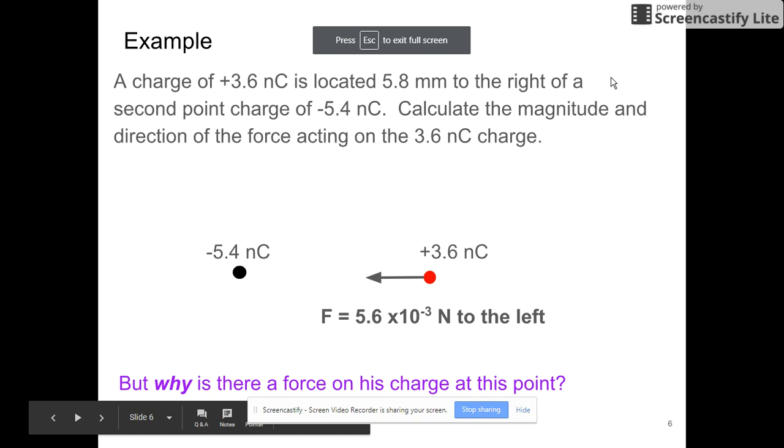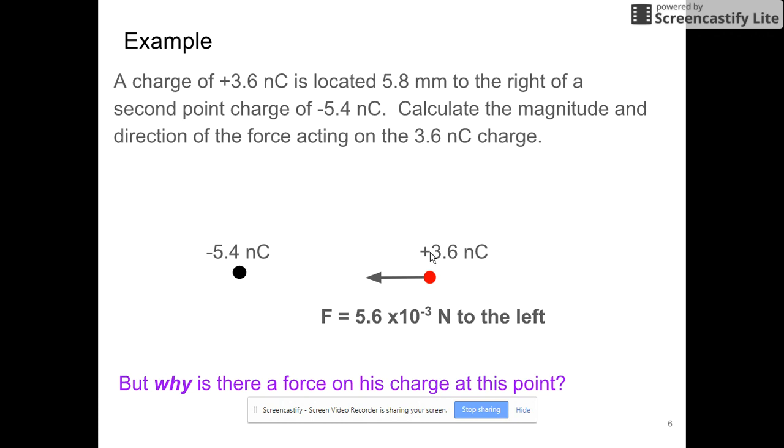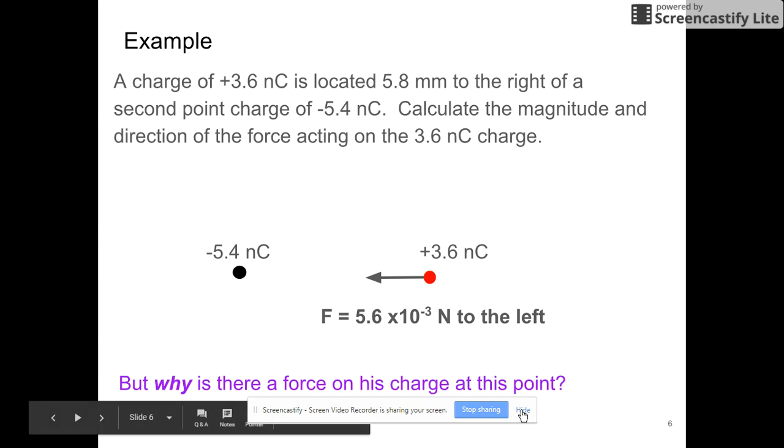Okay, so that's the answer you should have there: the 3.6 nanocoulombs is attracted because the forces are attractive, because you've got positive and negative, and it's 5.6 times 10 to the minus 3 newtons to the left. But why is there this force acting on this charge at this particular point?